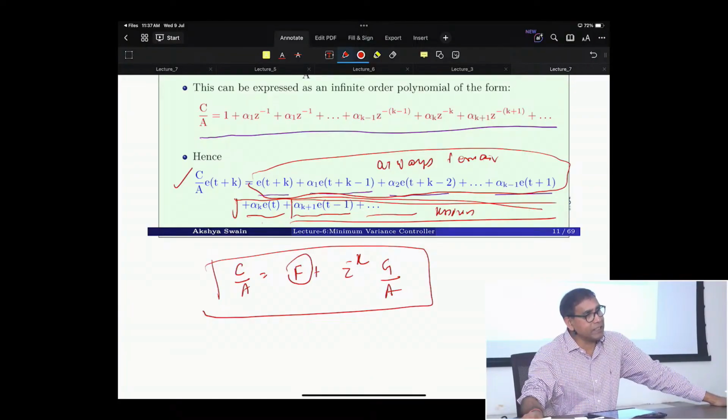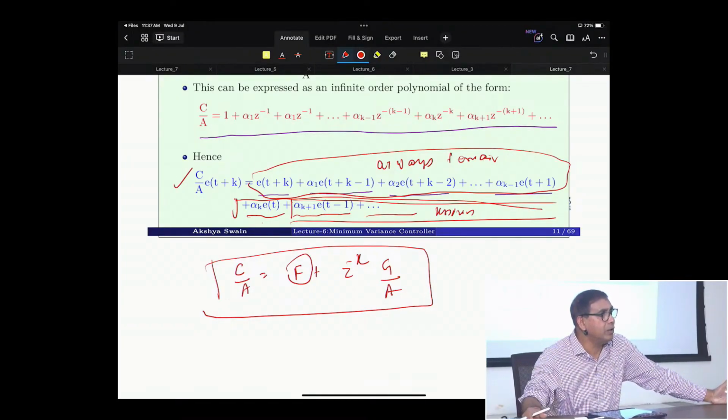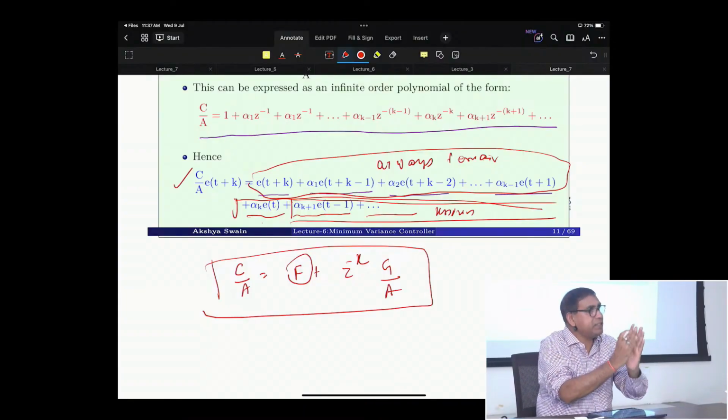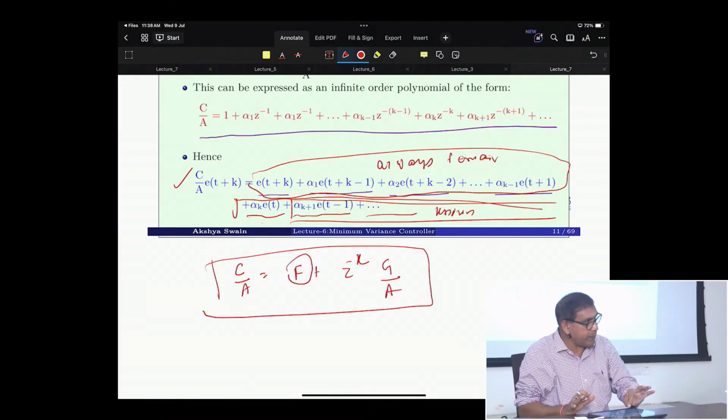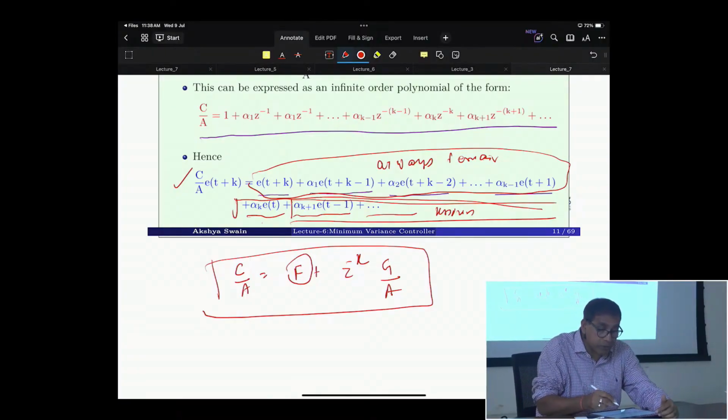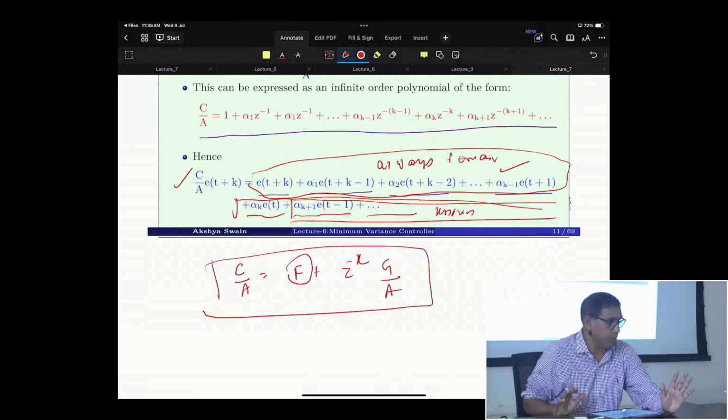When I started doing my masters, I thought, where the hell is this identity coming from? Why is it coming? What is its significance? Actually, the significance is C by A is associated with the noise. So any polynomial C by A can be split into two parts. One is F plus Z to the power minus K G by A. This F is the first term, few terms you see always remain. F is a remain. And this is possible to show.